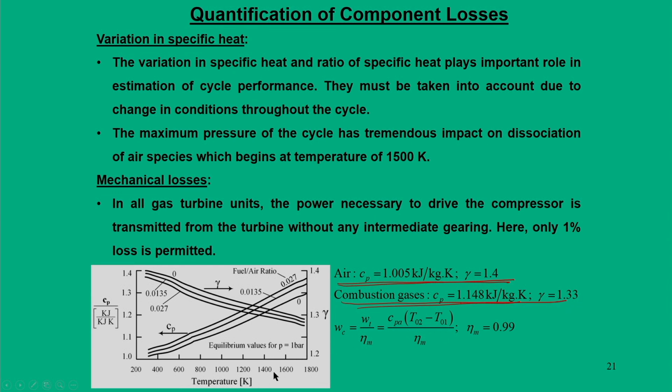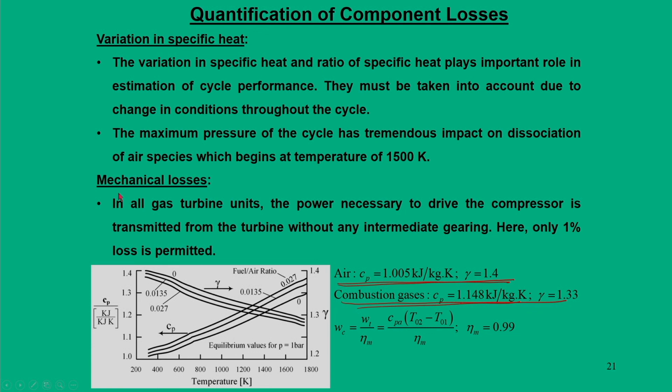This particular plot shows how the Cp value changes with temperature and how the gamma value also drops. Roughly, with temperature the gamma value drops and the Cp value changes. At some point we have to assume some value: either you take the entire variation of Cp and gamma as functions of temperature, or you take a consolidated average value with suitable justification. In our analysis we will not consider the variation with temperature; rather we will use two fixed values, one for the compressor side and the other for the turbine side.